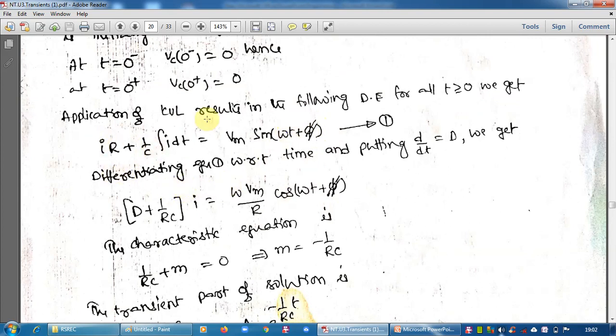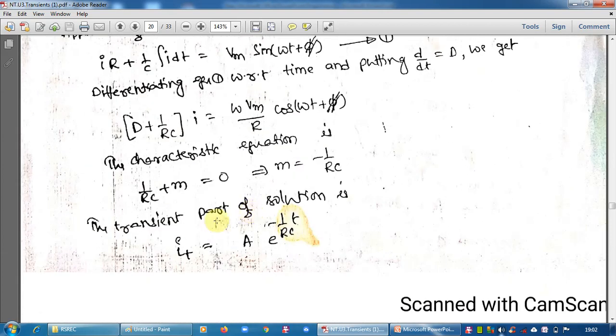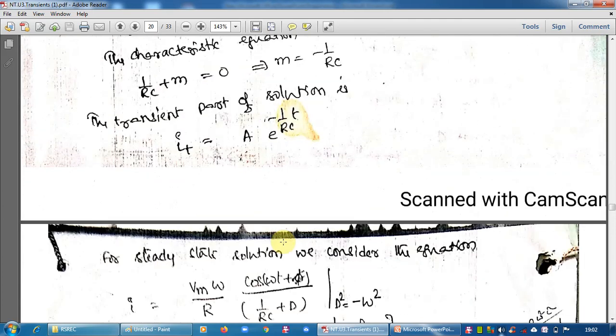Okay, so this is the KVL equation. We differentiated it, and if you differentiate, this will be the form. Next, for the transient response, we solve only this auxiliary equation. It has only one root. If it has only one root, then the transient response will be of this type. This is the transient response.